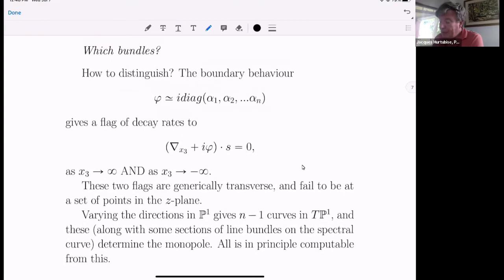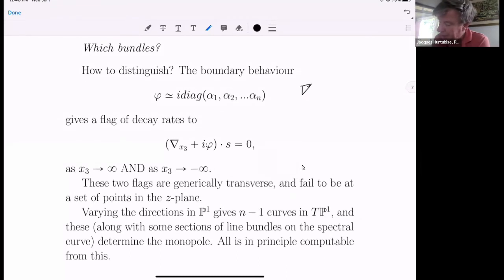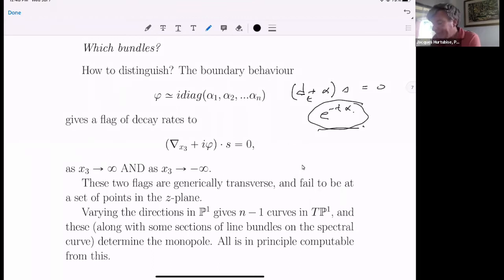And so the boundary behavior is that phi, remember, is conjugate to, say, a diagonal matrix. And the asymptotics are such that, when you solve, just think of it asymptotically as d plus alpha, where alpha is a constant, s equals 0. You're getting e to the minus t alpha as a solution. And so what this is doing is when you're solving that scattering decay, you're getting different decay rates for different solutions. And so if you solve it uniformly, you're getting a flag.